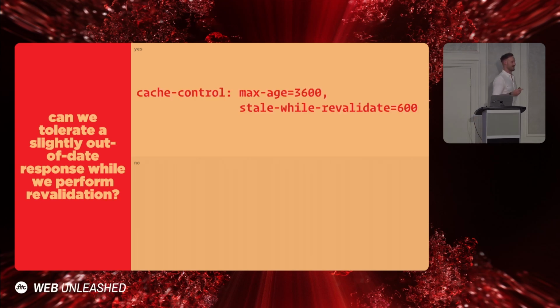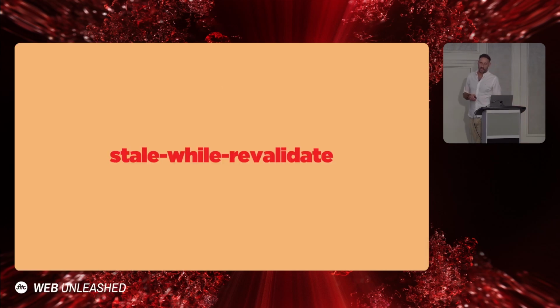If you can tolerate a slightly out-of-date response, then you would add a stale while revalidate header, and this equates to 10 minutes. If we don't want that, we again just stick with a simple max age. The use case for stale while revalidate is very, very fascinating.